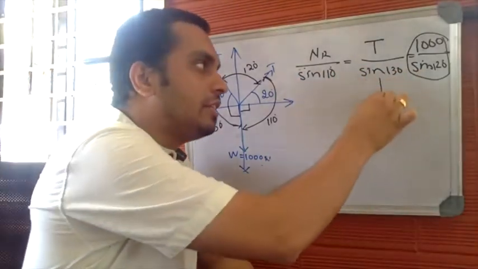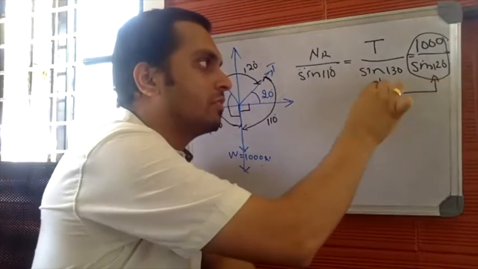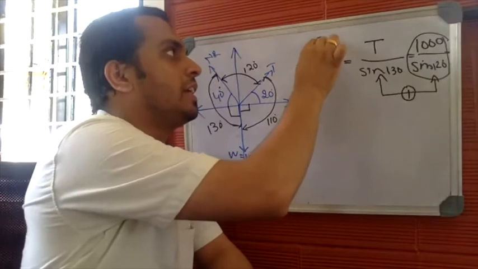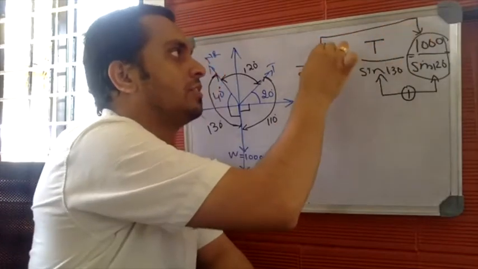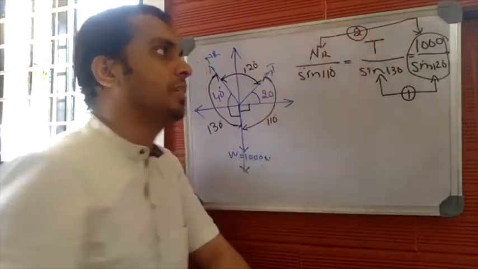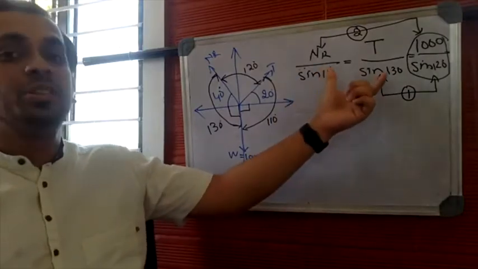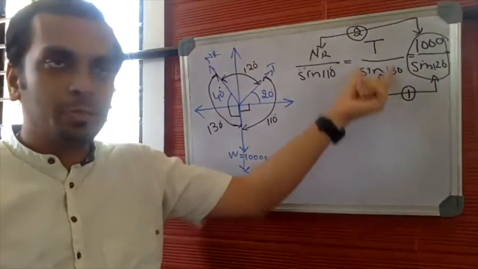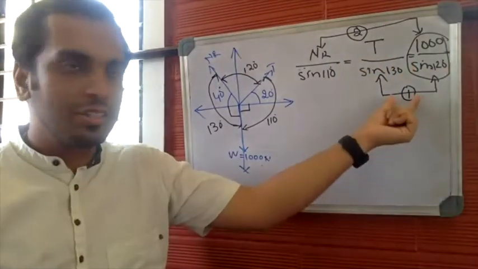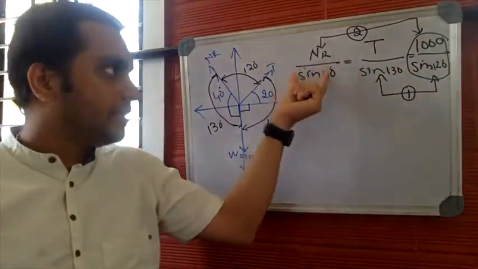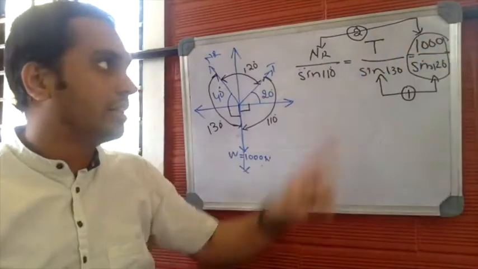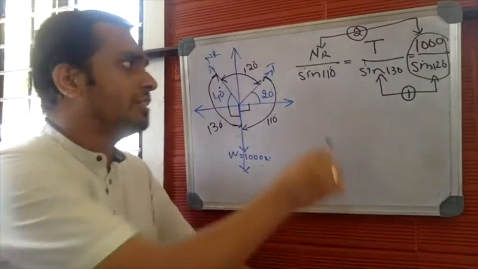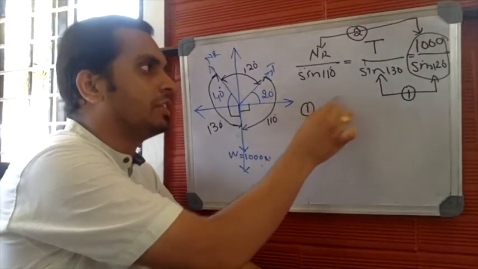Now equate the first unknown with the known term and consider this as equation number 1. Then equate the second unknown with the known term and consider this as equation number 2. As simple as that. Equate both the unknowns with the known term. Now let us consider equation number 1.